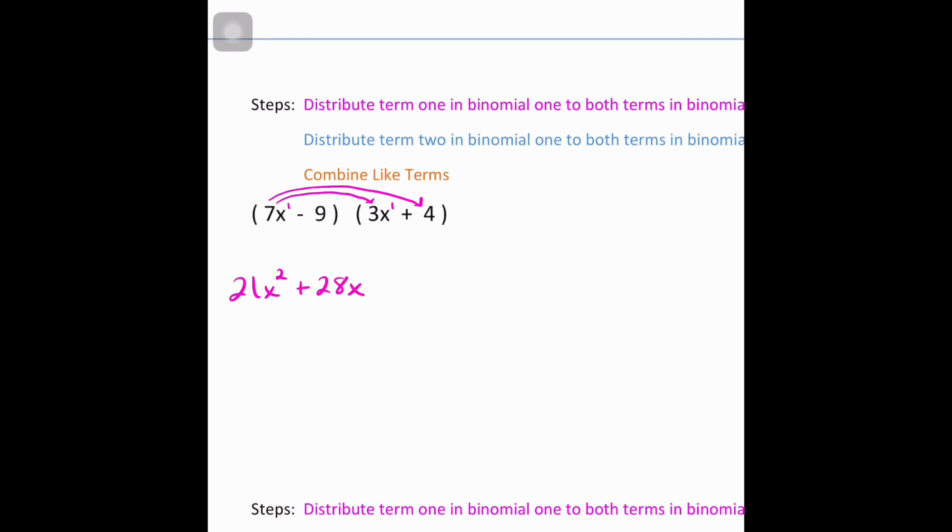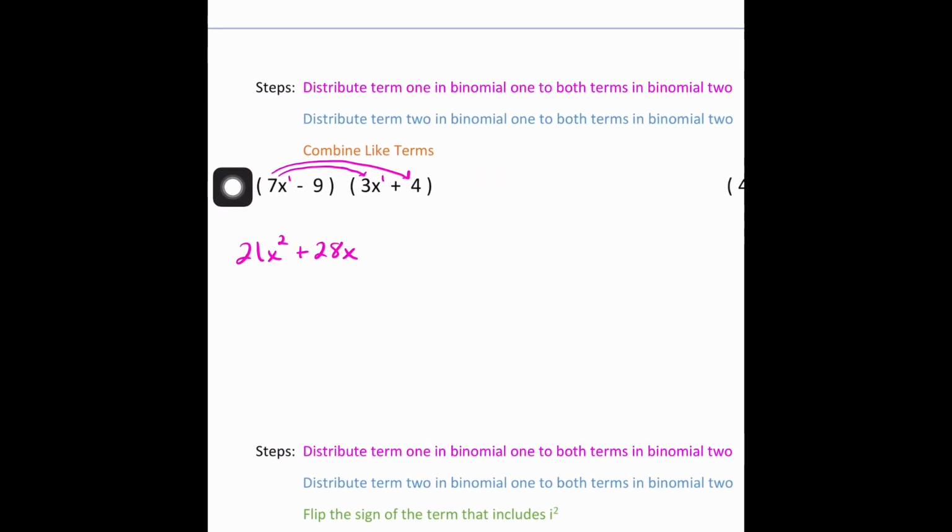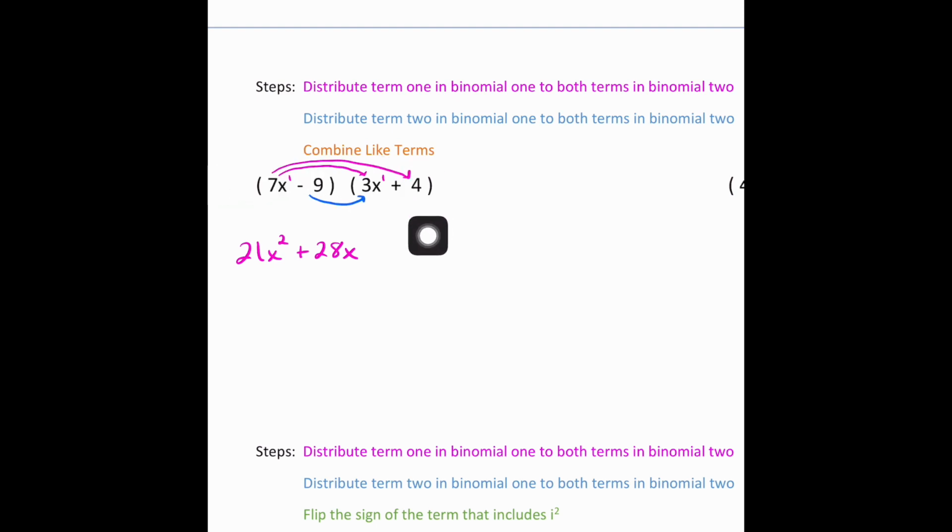All right, then in blue here it says distribute term 2 in binomial 1 to both terms in binomial 2. So we have this negative 9. We'll multiply that to 3x. Now, you can continue to write it off to the right here if you'd like, and then identify to combine, or you can write it directly beneath, whatever works best for you. All right, then we do negative 9 plus 4 is negative 36. So we're just going to set that off here.